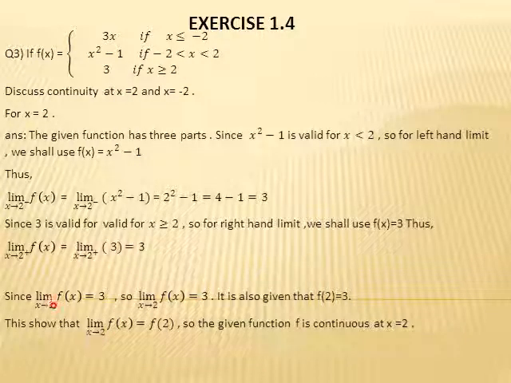So the limit as x tends to 2 is equal to 3, and this is equal to f of 2 as well, so the function is continuous.